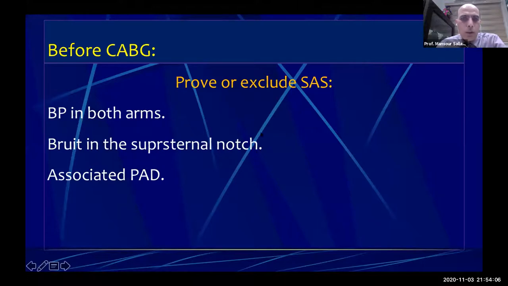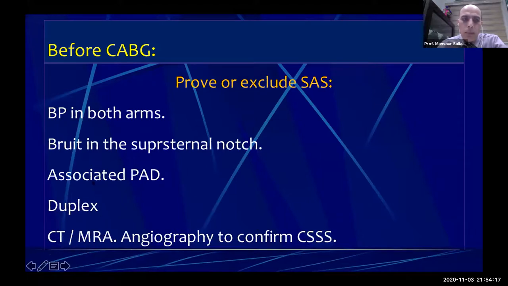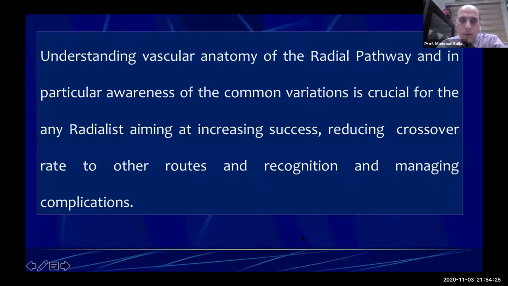We hear a bruit in the suprasternal notch due to subclavian artery stenosis, especially in the proximal segment, or associated peripheral arterial disease. One fifth of those patients will have subclavian artery stenosis. Duplex scan is the easiest and most cost-effective way; CT scan, MRA, and angiography can confirm coronary subclavian steal syndrome.